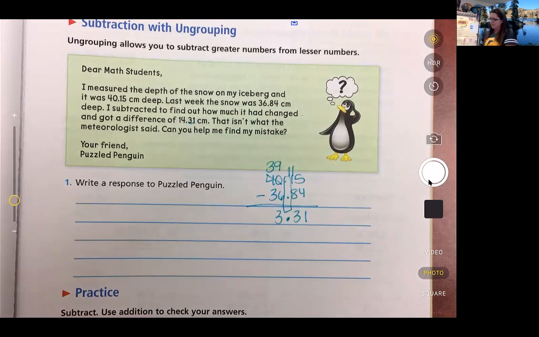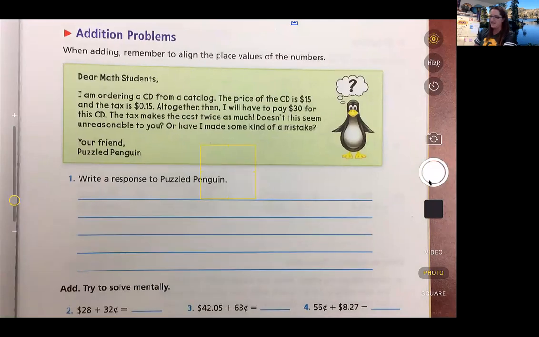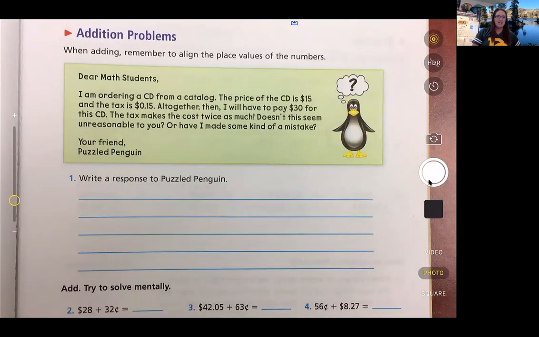Am I on the right lesson? Or did I skip too far ahead? I knew we started with Puzzled Penguin, but that was the wrong one. Let's back up one. Now we got a little head start for Monday. Another Puzzled Penguin to do.